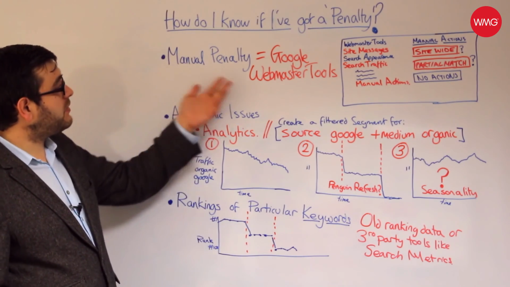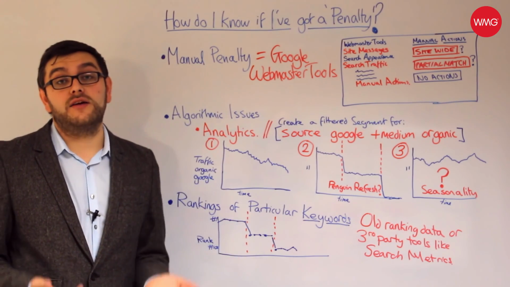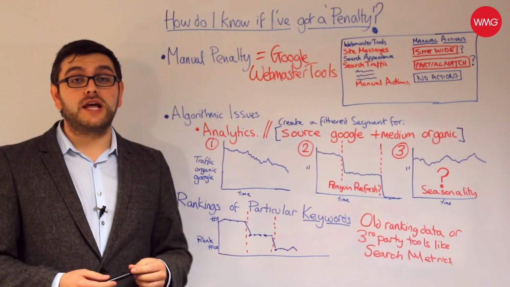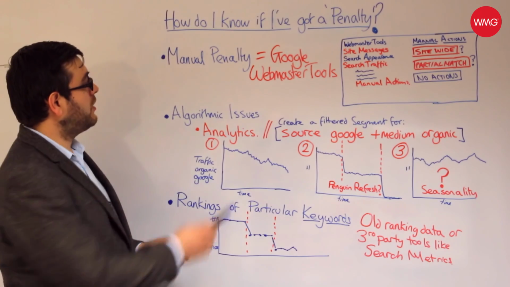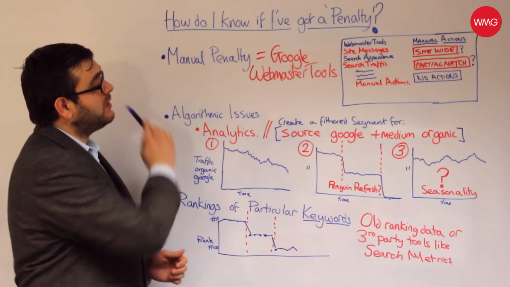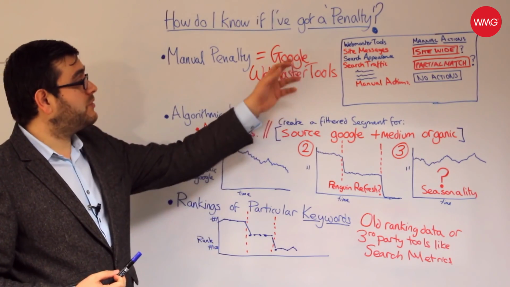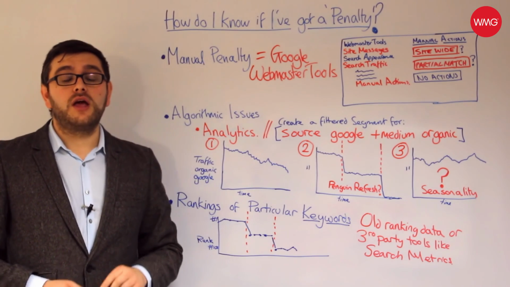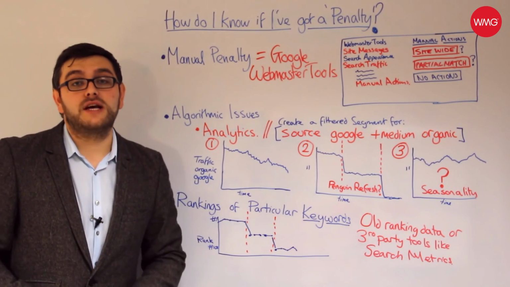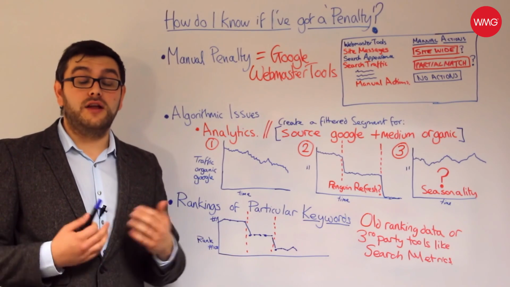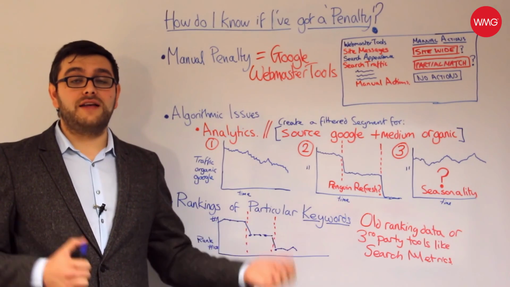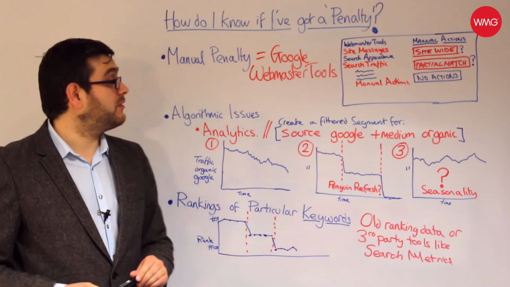So the easiest way to identify if you've got a manual action against your website, or manual penalty as it's often referred to, is to check your Google Webmaster Tools account. If you don't know what that is, there's loads of information out there which can tell you how to set up an account, or ask someone who has existing access.